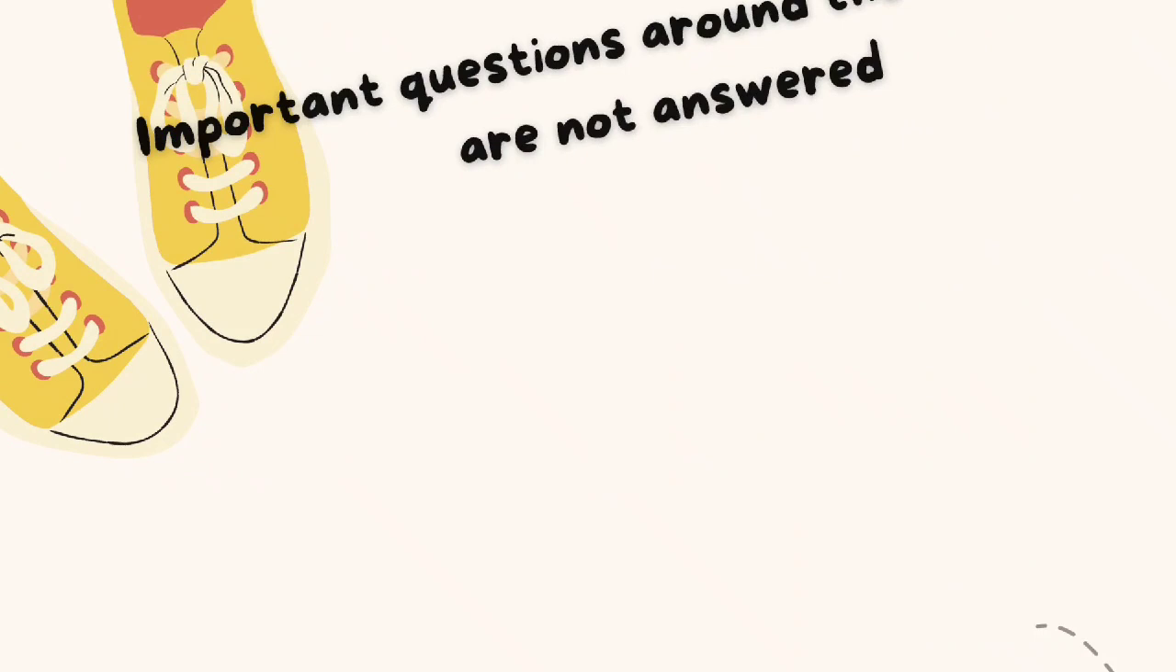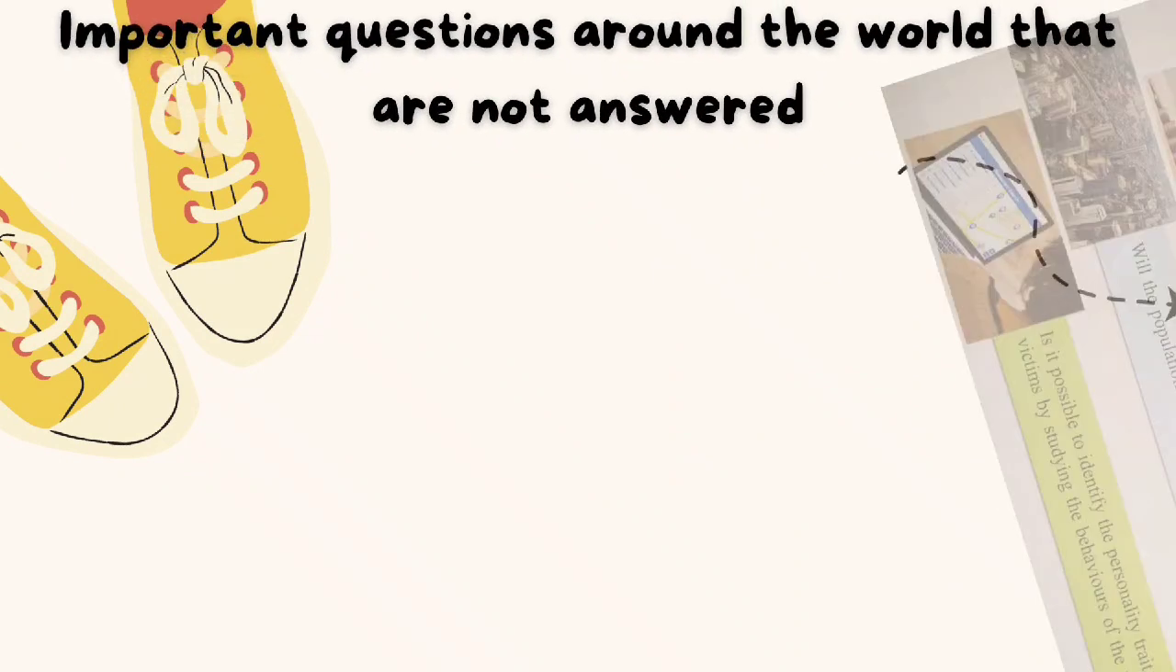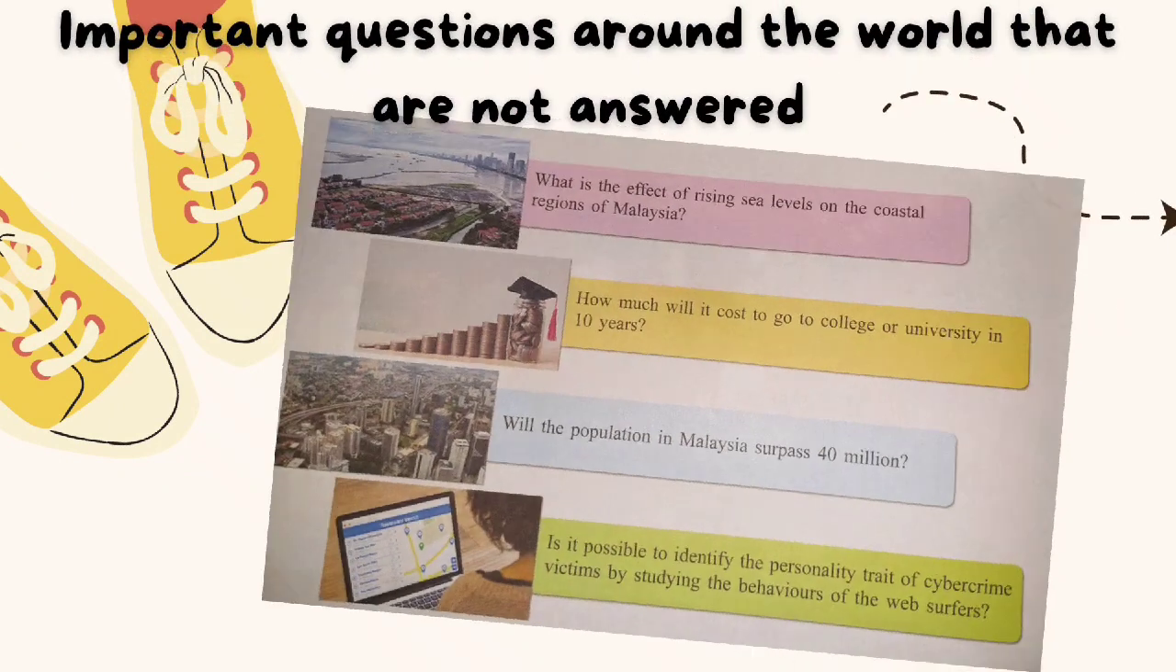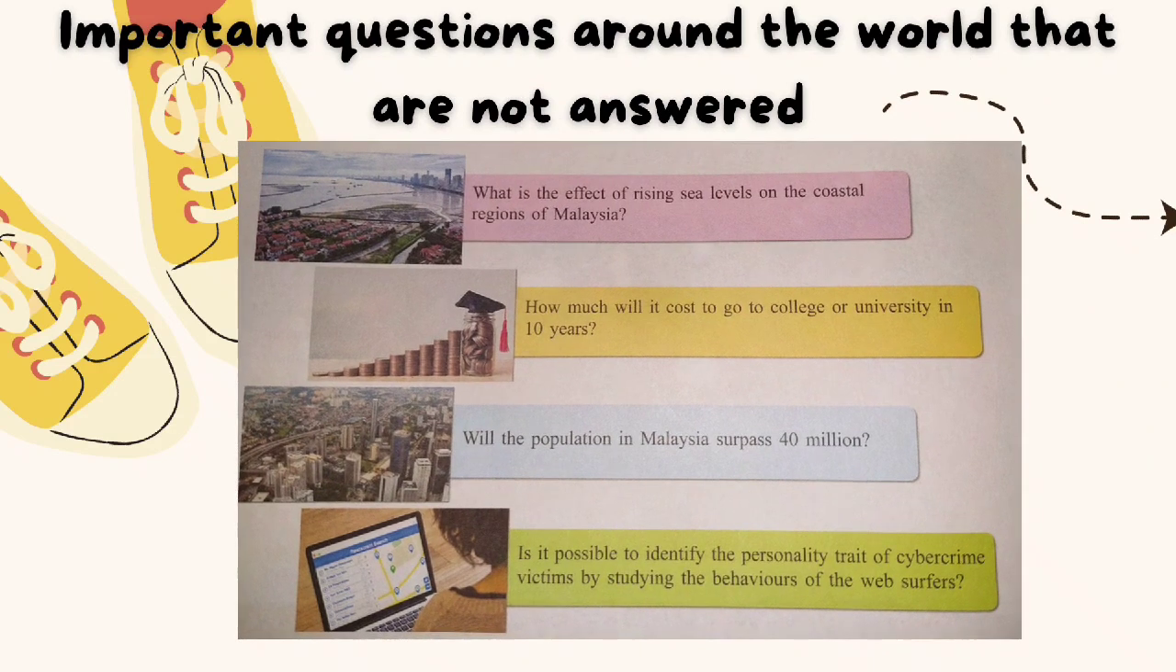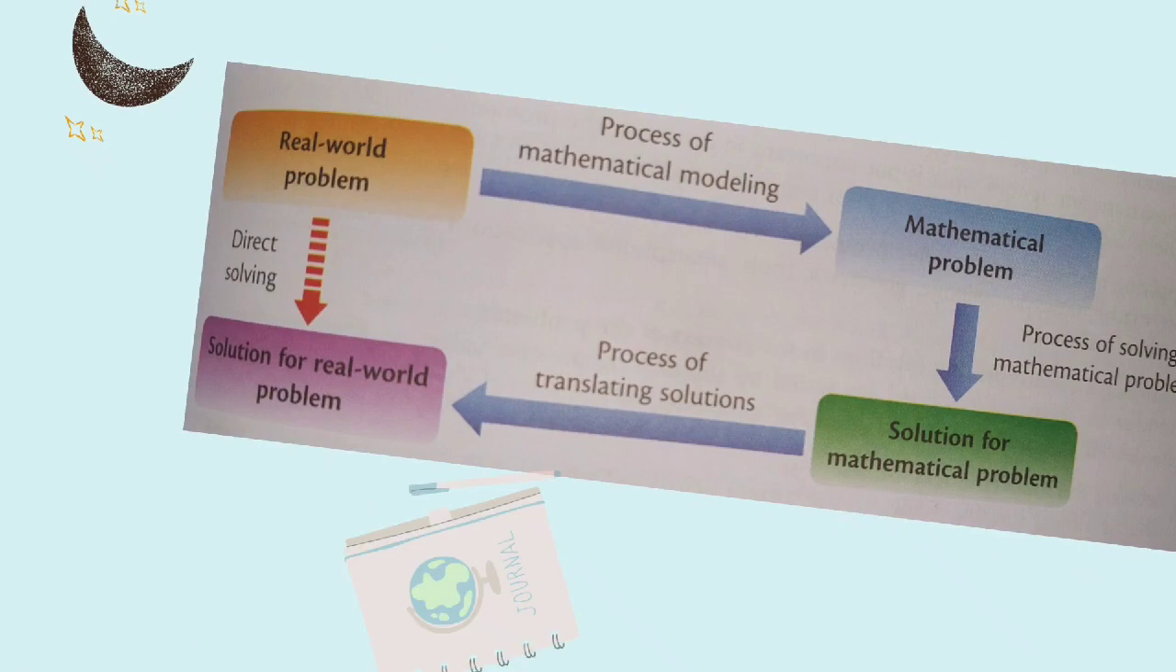There are some important questions around the world that are not answered. For example, what is the effect of rising sea levels on the coastal regions of Malaysia? How much will it cost to go to college or university in 10 years? Will the population in Malaysia surpass 40 million? Is it possible to identify the personality traits of cybercrime victims by studying the behaviors of web surfers?